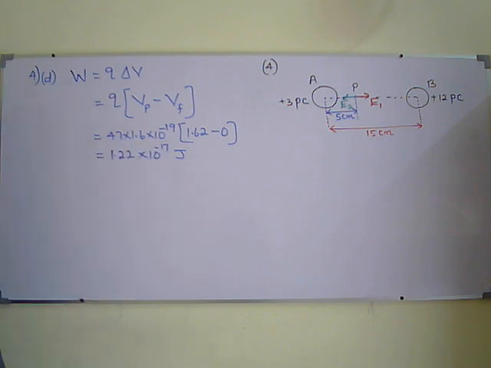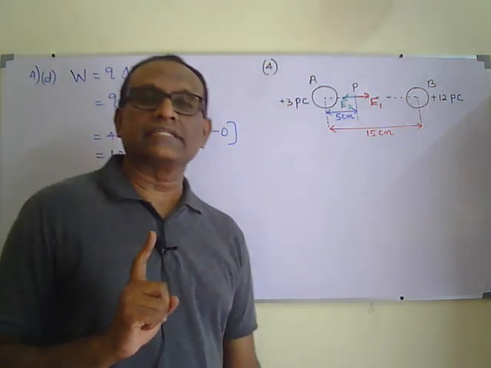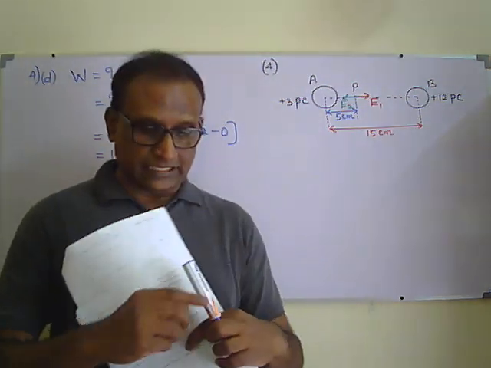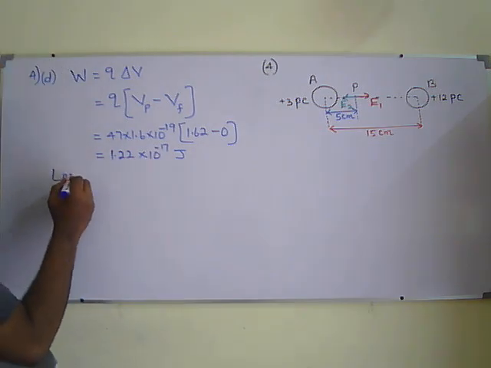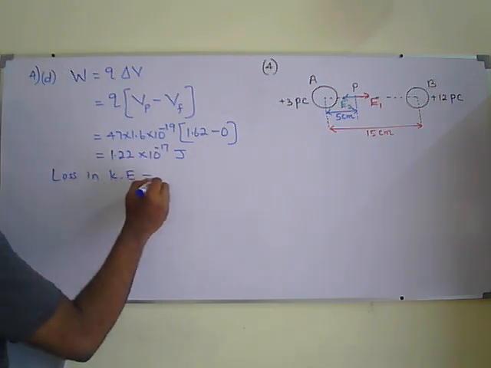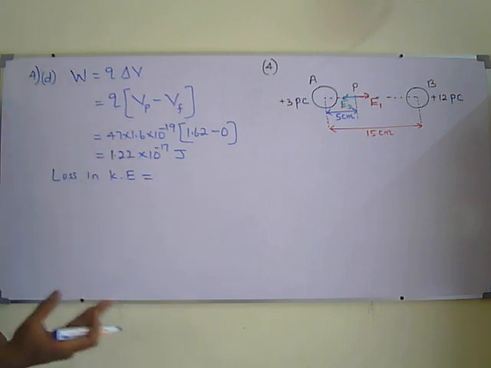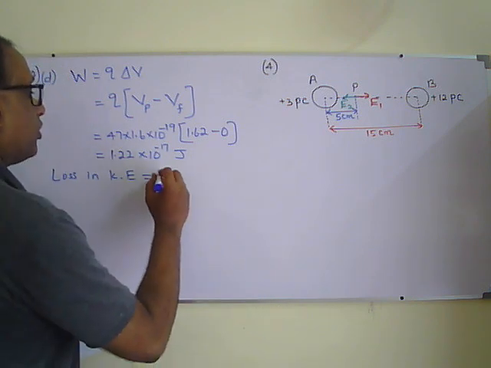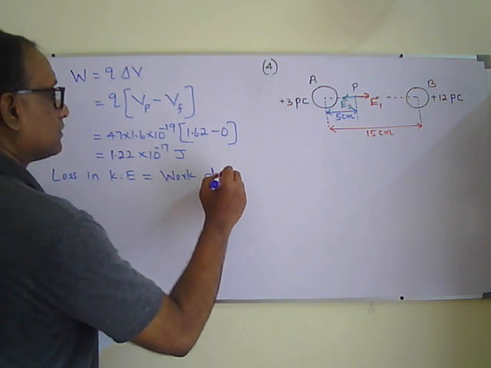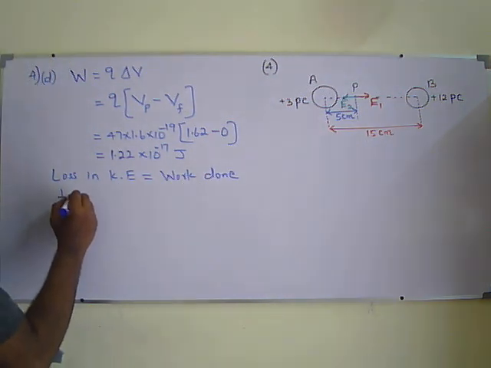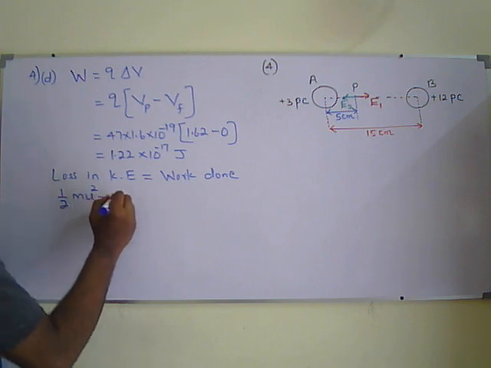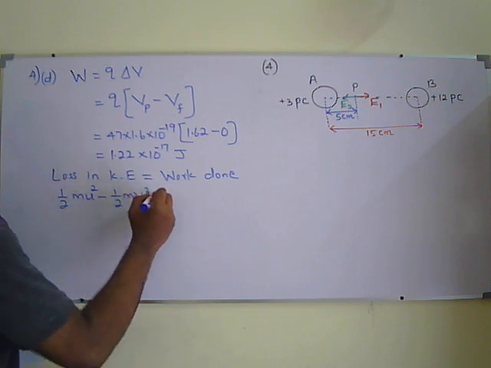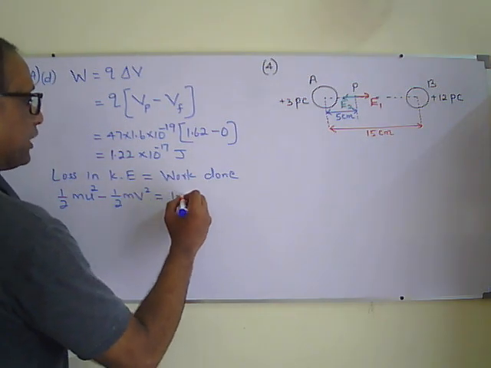Okay, so this is the work done, that is positive work done. Positive work means the particle will lose kinetic energy and gain electrical potential energy. So loss in kinetic energy equals work done, which is the gain in electrical potential energy. So loss in kinetic energy means half m u squared, the initial speed minus final speed. The final speed is 0 because it's just reaching the point P. This is equal to the work done, 1.22 into 10 to the power minus 17.